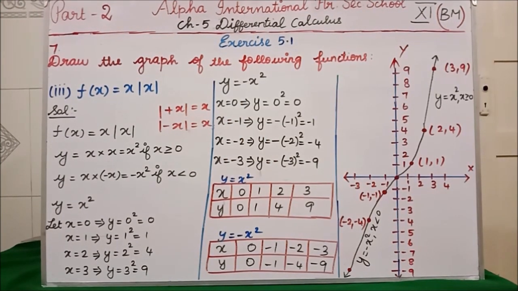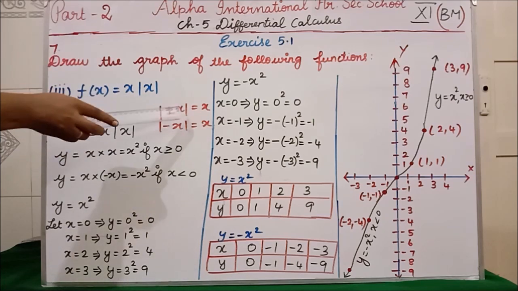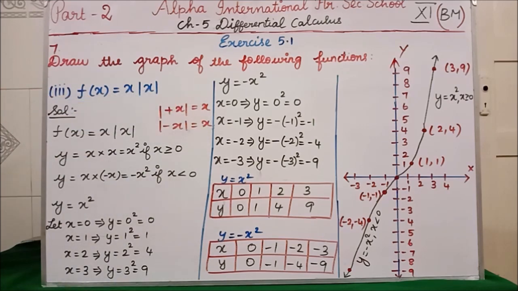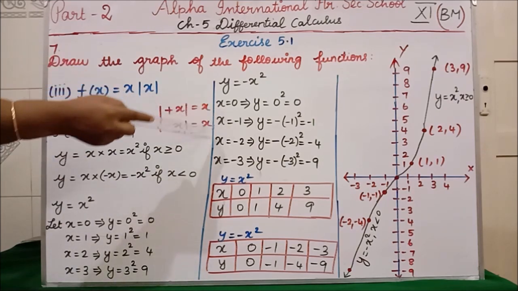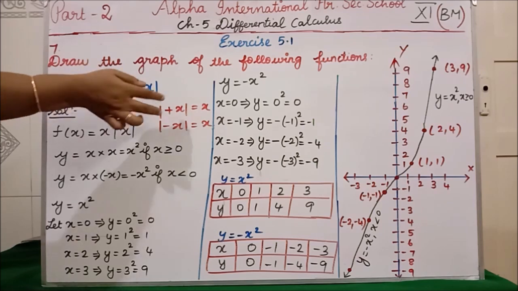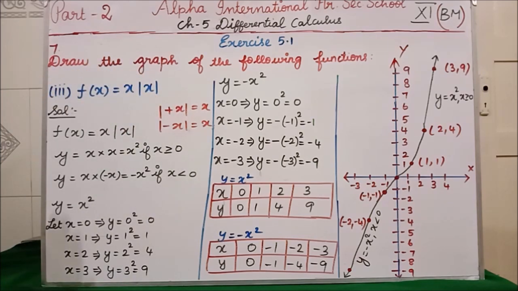In the 7th question, now we are going to see the third subdivision. See the question: f of x is equal to x into modulus of x. I told you, wherever you get a modulus, you have to check both positive and negative. If I put plus x, I am going to get the answer x. If I put minus x here, I am going to get positive x only. But I am not looking at the result; inside the modulus, this value only we are going to take.